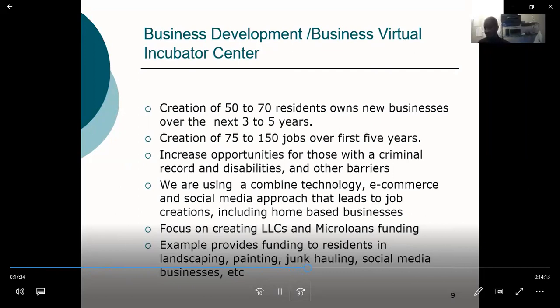The target group that we're looking at is female heads of household, residents facing barriers, being criminal records, seniors who are looking for additional income, the disabled, youth, and those facing economic challenges. So that becomes part of the strategy that we're using for the business development strategy.